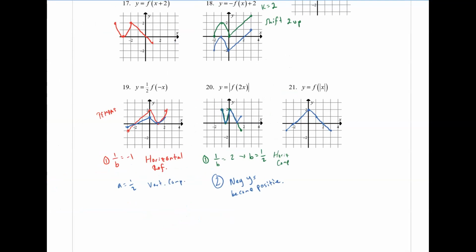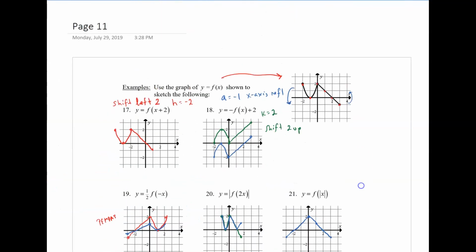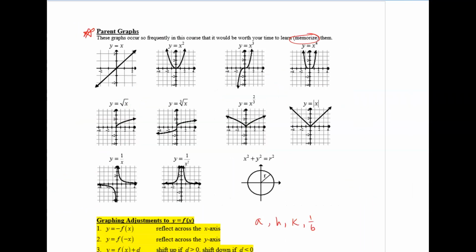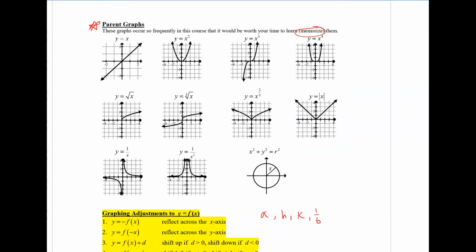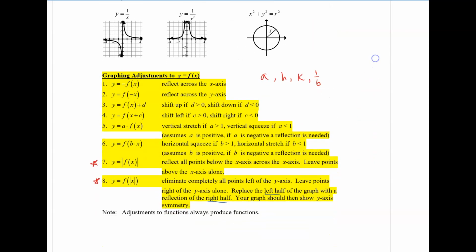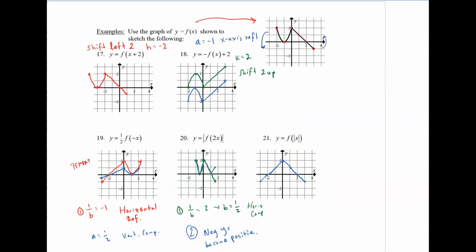All right, so this video covered graphing adjustments, if I go up here. So of our parent graphs, again, remember, spend some time memorizing these, being able to visually identify them. And we talked about what the different transformations are and did some practical application.